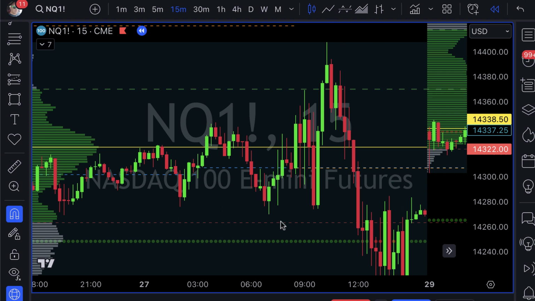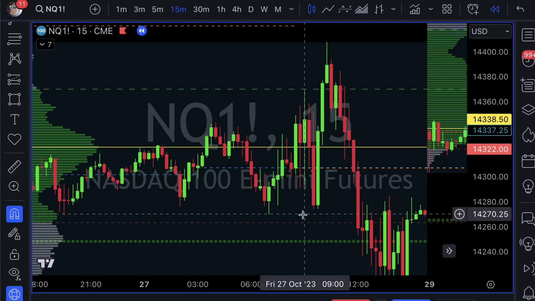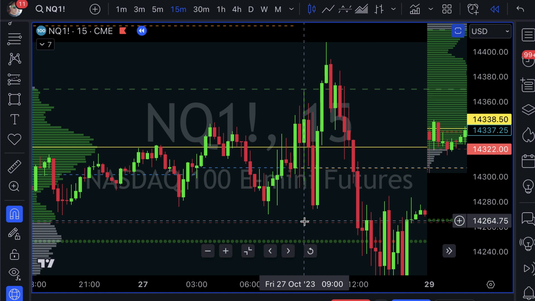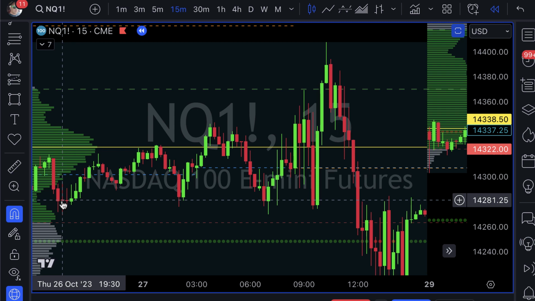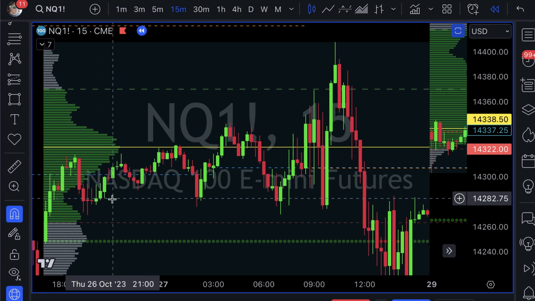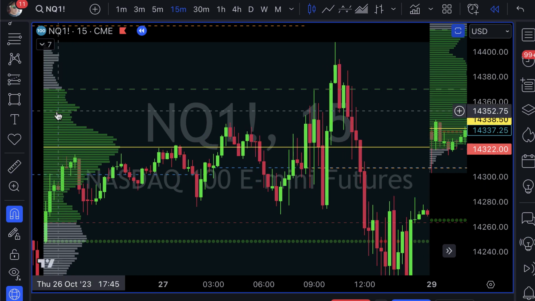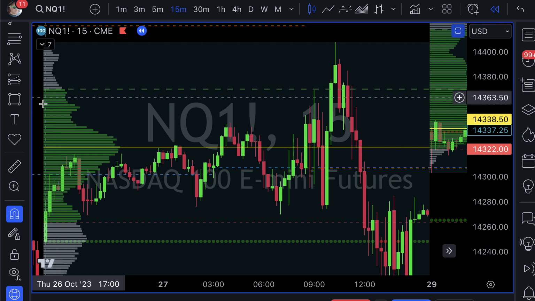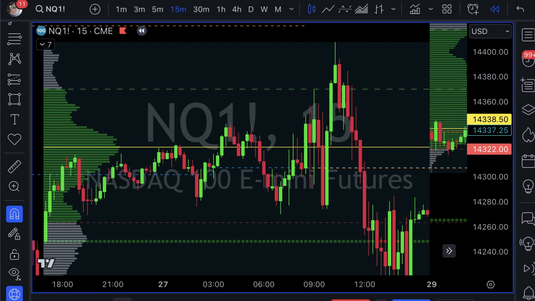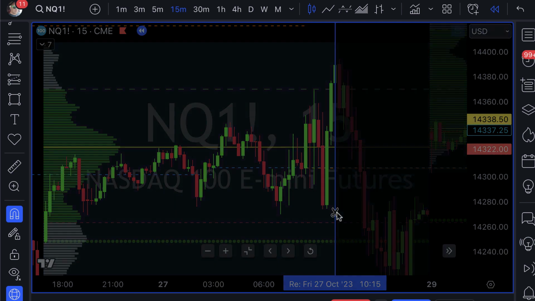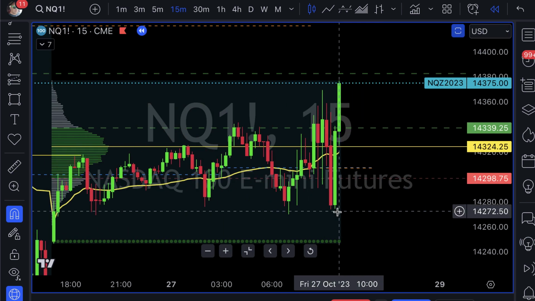Step number 3 is where you place your entries. So what I use are the wicks, and if possible, a volume node. What I mean by that is this is the volume profile of the price that's been traded. So I'm going to jump here to this time.